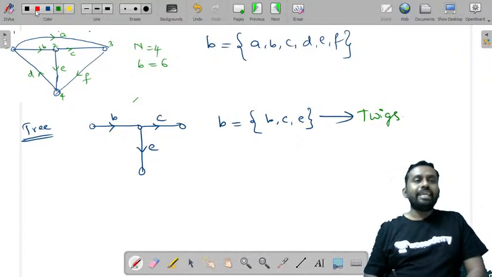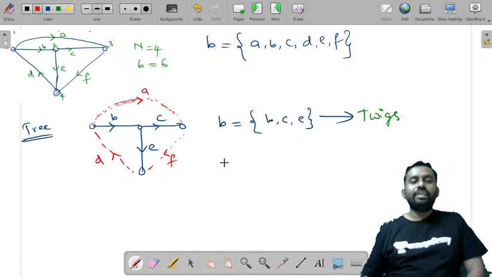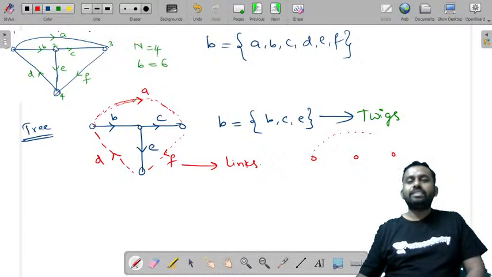And what are these lines? See, we have removed these in order to remove the closed path. So the lines that are removed to form the tree are called links. And let us draw what we have removed. Let's take all the nodes. This is one part, this is the second, this is the third.